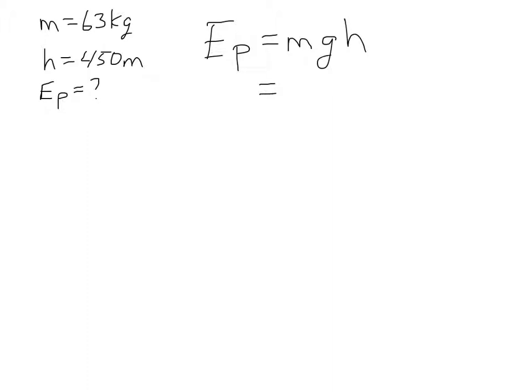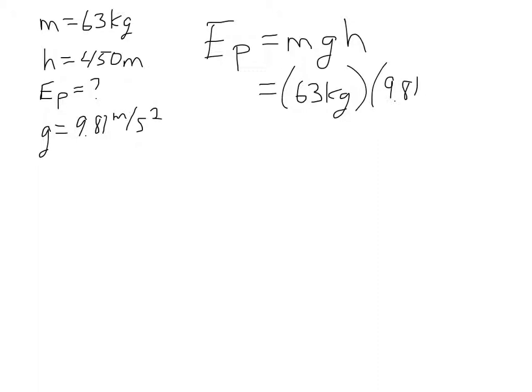So in this case, we know that our mass is 63 kilograms. Our G is always going to be 9.81 meters per second squared, because that's the force of gravity. So we have 9.81, and then we have our height, which is 450 meters. When we multiply those together, we'll get 278,113.5 joules.